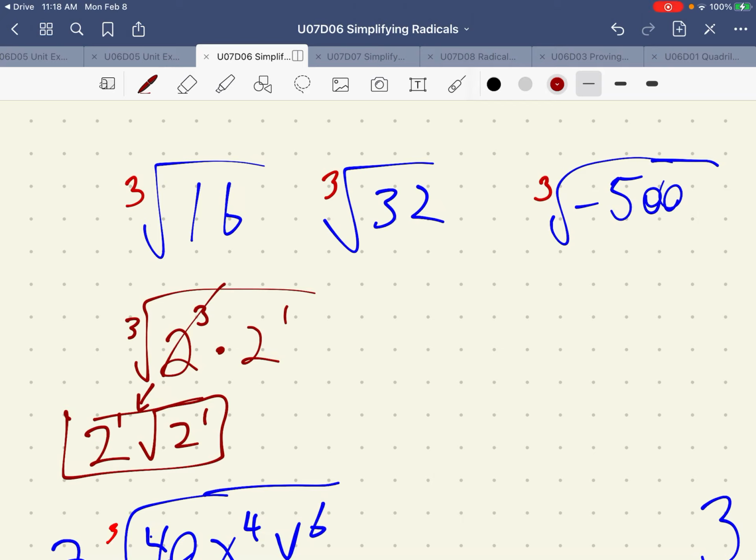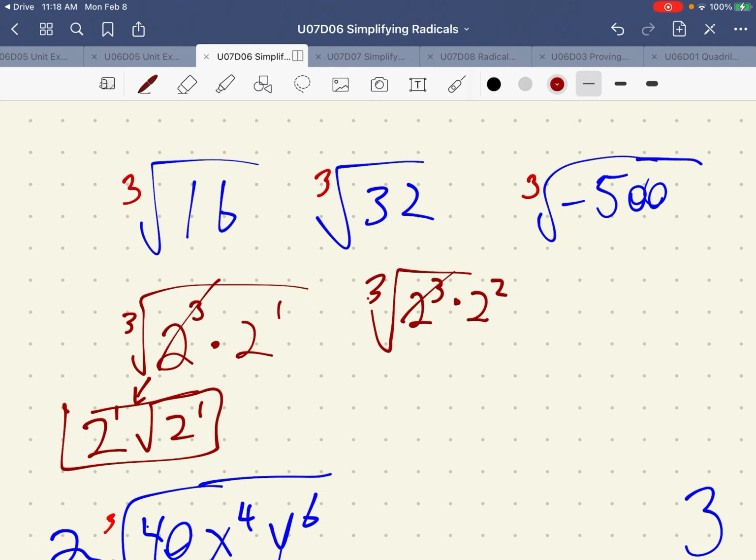For the cubic root of 32, 32 becomes the cubic root of 2 to the 3rd times 2 to the 2nd. The 2 to the 3rd will come out as a 2, and we'll be left with a 4, because 2 squared is 4. 4 doesn't have a cubic root, so it's stuck inside of our radical.